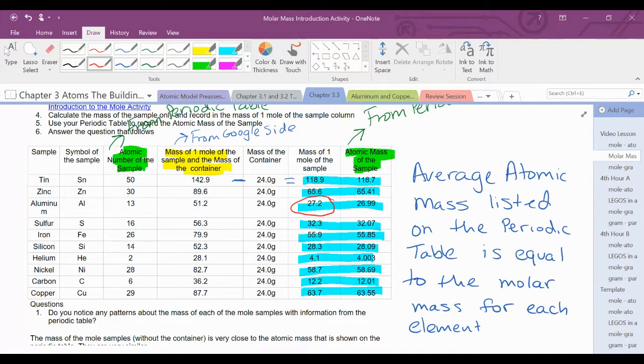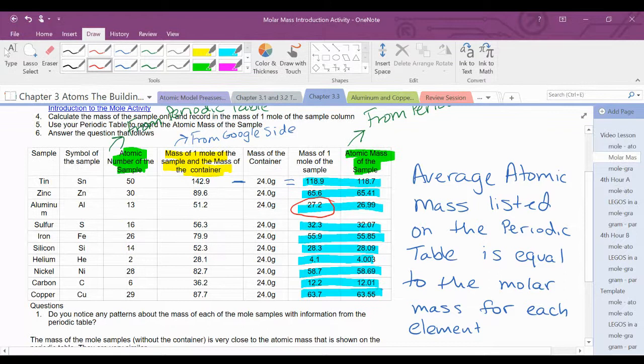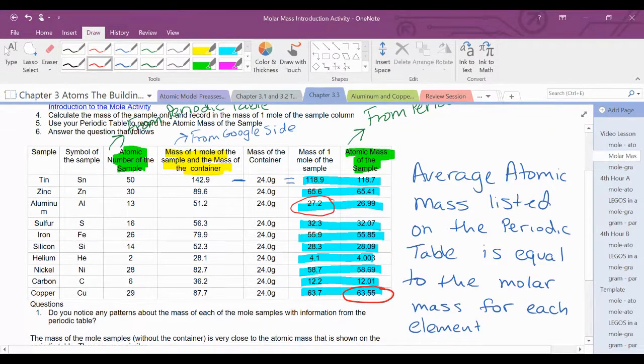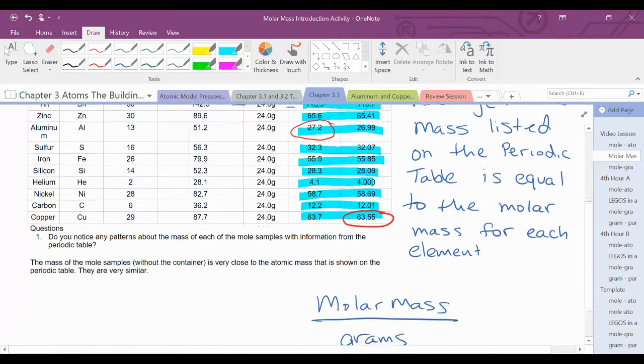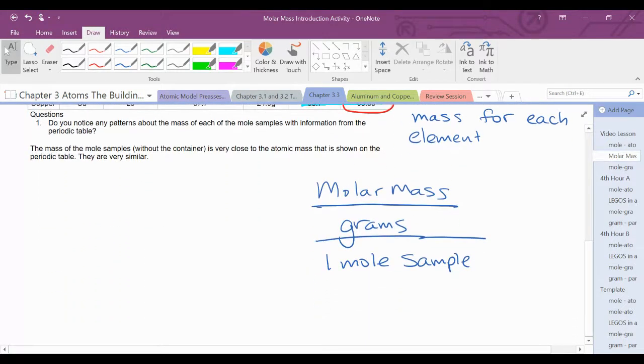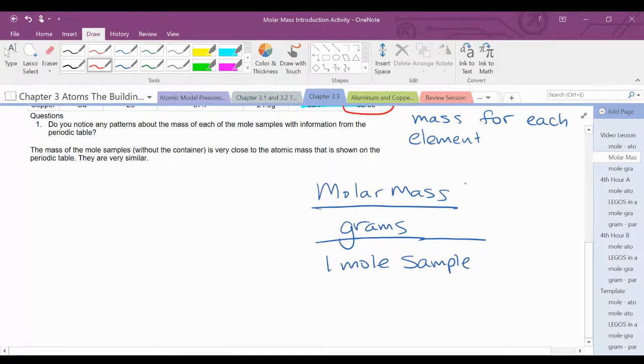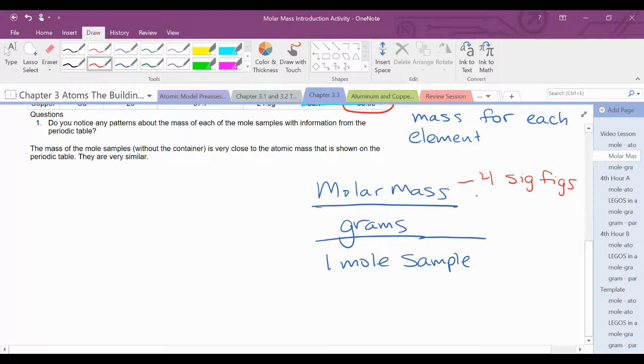Copper is another one. It's in our phenomena. 1 mole of copper is 63.55 grams. So when you look at the periodic table for molar mass, you want to make sure you have 4 sig figs from the periodic table.